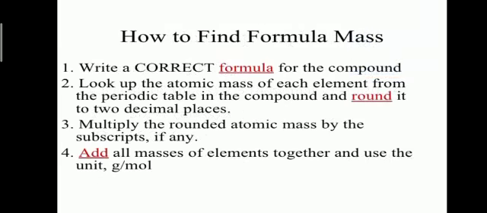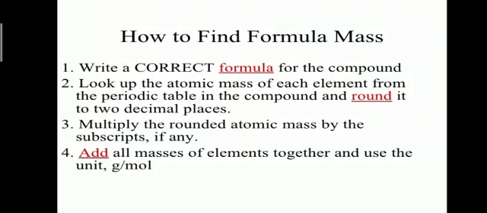How to find formula mass? I have told you now. Write the correct formula for the compound. Look up the atomic mass of each element from the periodic table in the compound and round it to 2 decimal places. First we have to find the atomic mass. Atomic mass is given with the element.